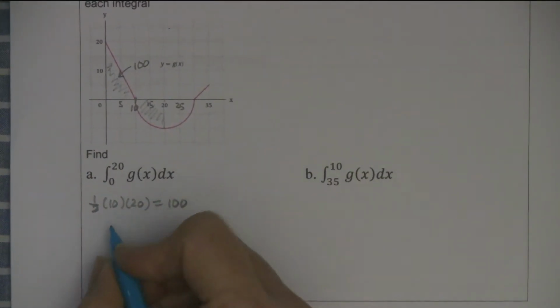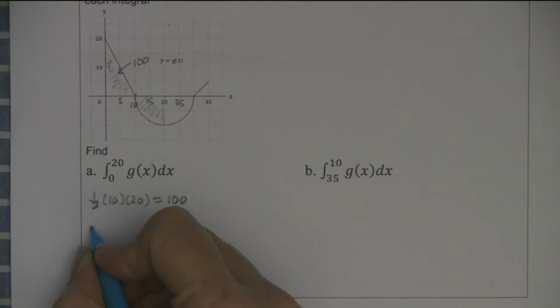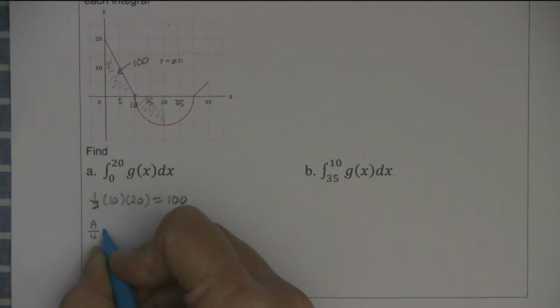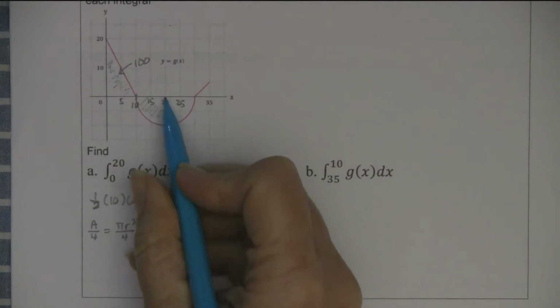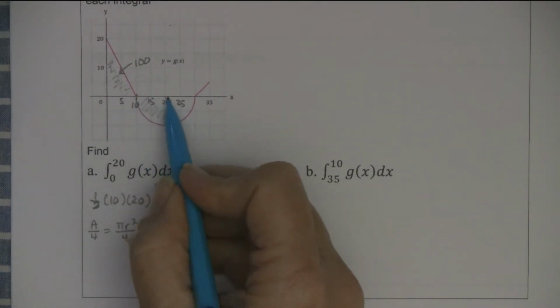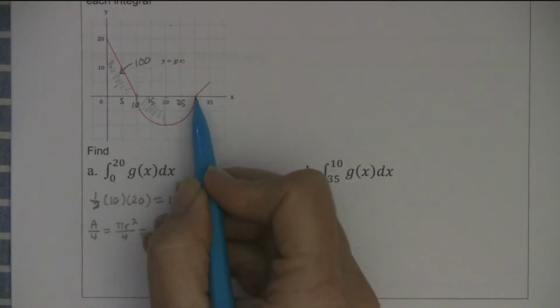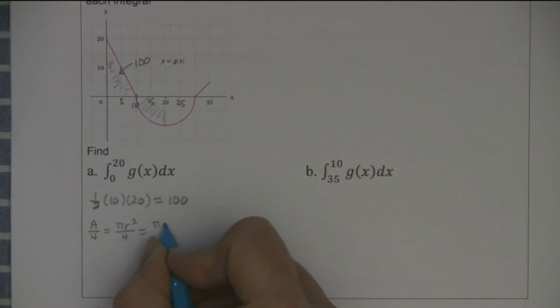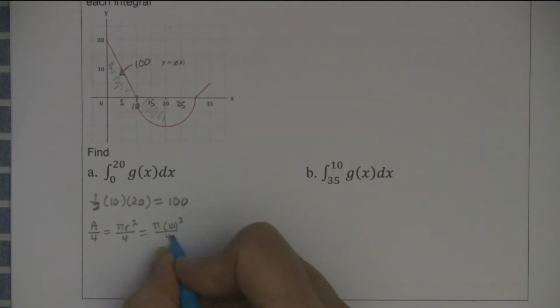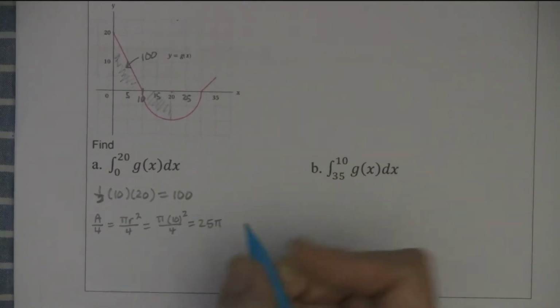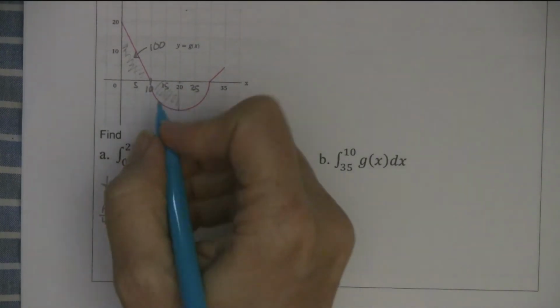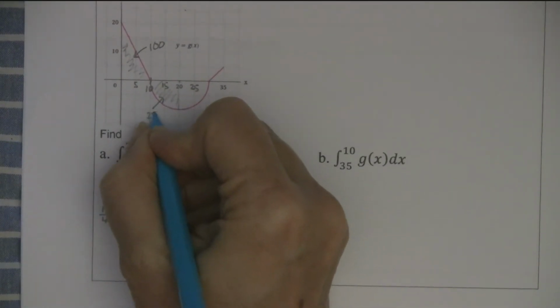And then the semicircle, well, the area of a circle is pi r squared, and this is 1/4 of a circle. So the area is pi r squared over 4, right? With a radius on this circle of 10, because it goes from 10 to 20, that's the radius, and from 20 to 30. So the radius is 10. So this is pi times 10 squared over 4, which is 100 over 4, which is 25. So 25 pi. So this area right here is 25 pi.